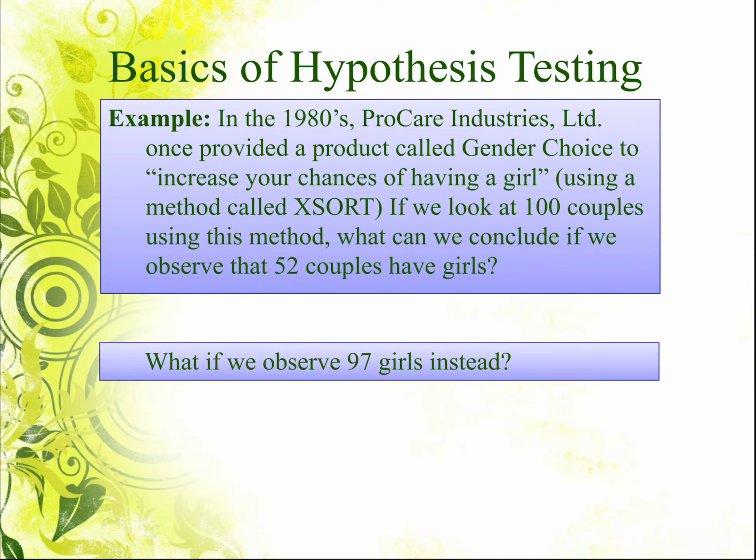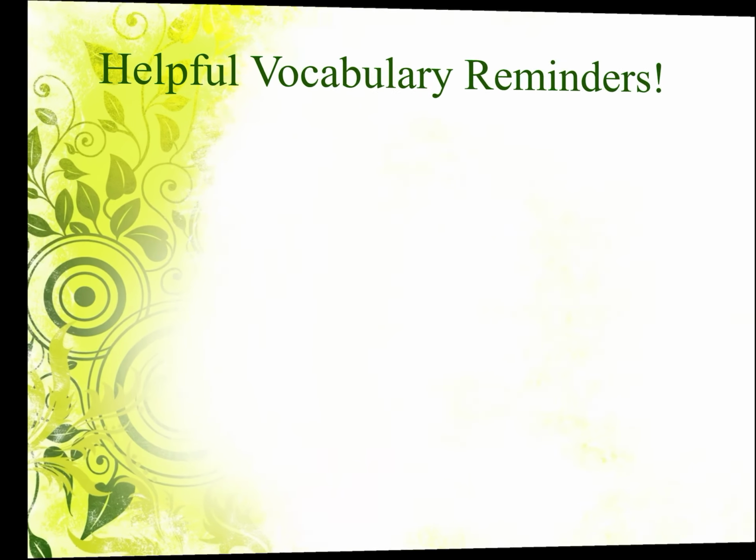However, what if we observed that 97 out of 100 couples had girls using this method? Then we might agree with the claim that this method did increase chances of having a girl.